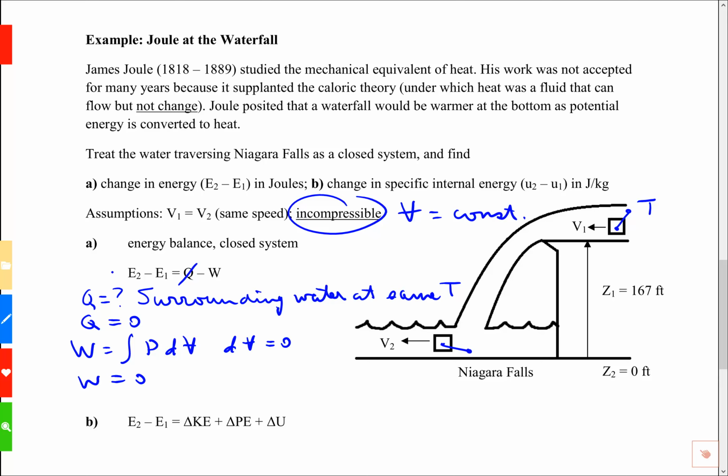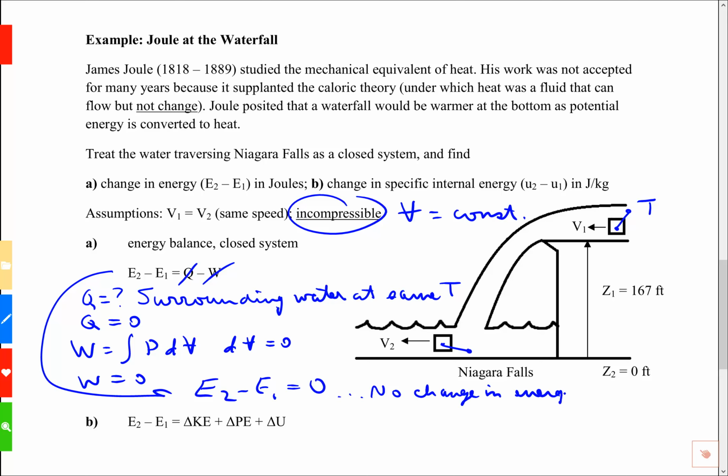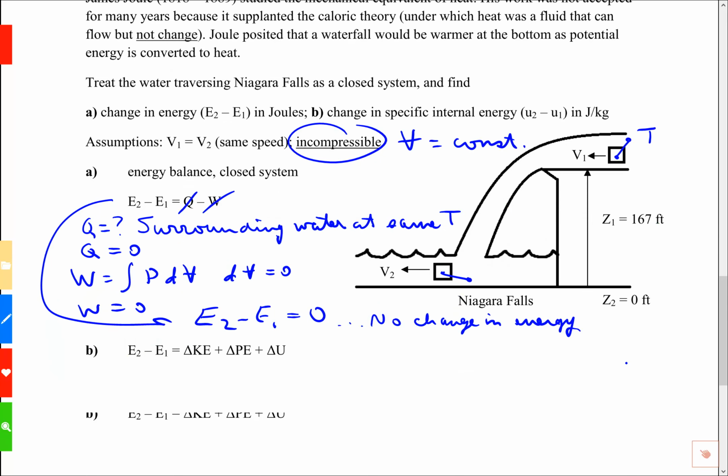If the work is zero, then this term is also gone, and so E2 minus E1 is going to be zero. That is to say, there's no change in energy as the fluid flows over the falls. That's energy being conserved. All right, that takes care of part A. Let's look at part B.